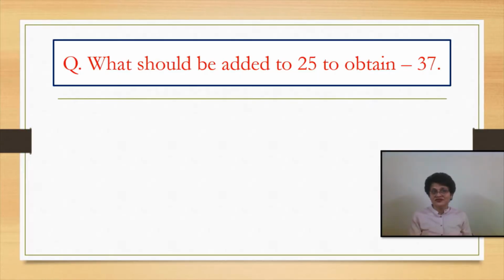So the question says, what should be added to 25 to obtain a negative 37? Whenever you read these questions, try not to read the numbers and just make the statement very easy. After that, we will apply the trick that I'm telling you. Just for this question, I am going to hide these numbers, using a marker because it's thicker. So the question becomes, what should be added to dash to obtain dash? Now we will make it an easy question.